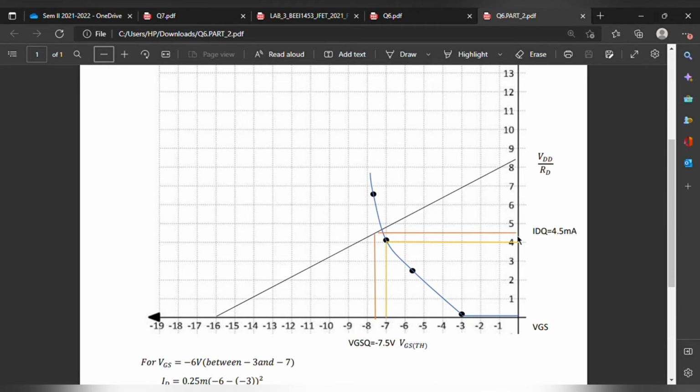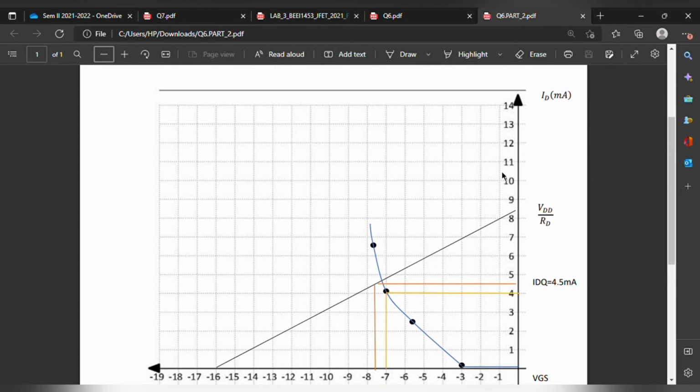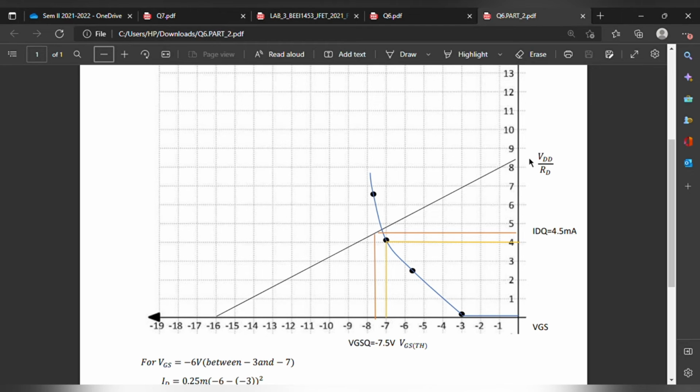So the improvement was here, from negative 16 VGS and the highest ID was VDD over RD, and then we can get the 4.5 milliampere over here and the VGSQ is negative 7.5 volt. So that's all from me. Thank you.